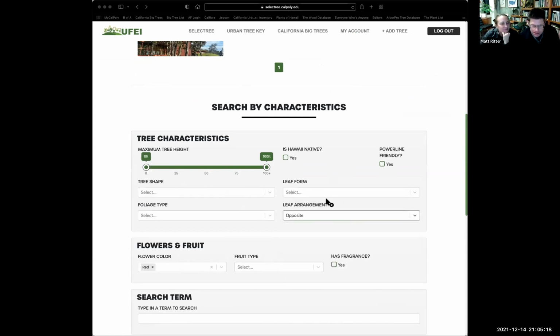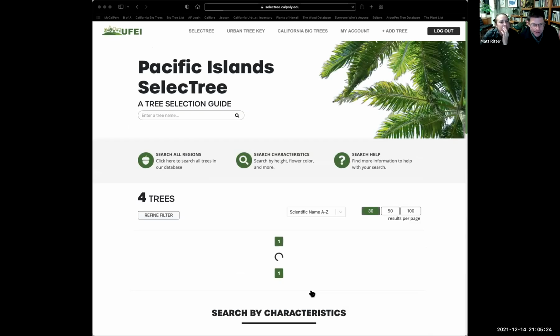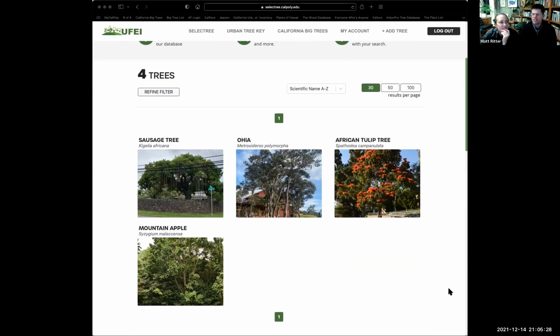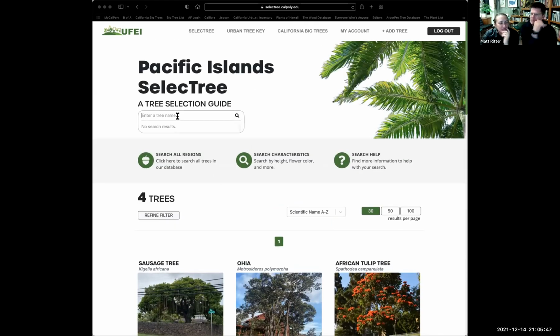There's opposite, and what did you say? Opposite and red? Red flowers. Yeah, let's try that. All right, there's four possibilities of trees that you would see with opposite leaves and red flowers, and that's the sausage tree, ohia, the African tulip tree, Spathodea campanulata, which is weedy on windward sides and all over the place, and then there's the mountain apple. So of the 195 species, those are things with red flowers and opposite leaves.